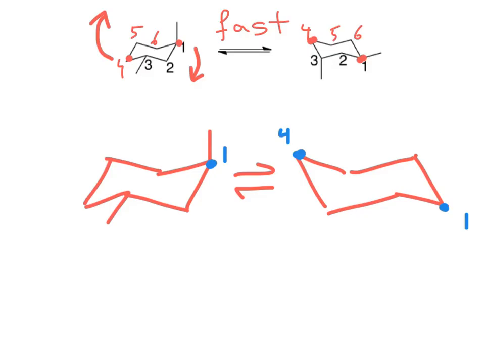But we have to add our substituents. On position 1, substituent was in axial position, but after flipping the chair, it will go in equatorial position. On position number 3, substituent was in equatorial position, and after flipping the chair, it will become axial. We will show this on a model as well.